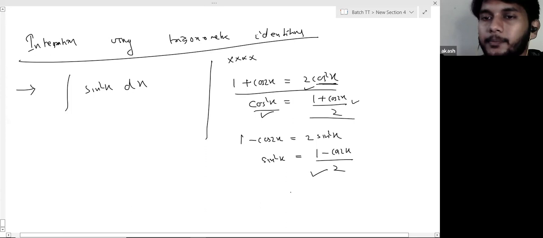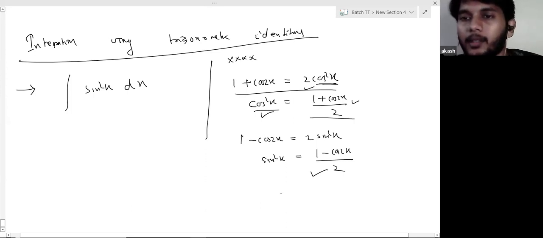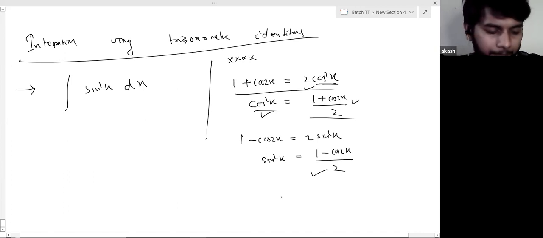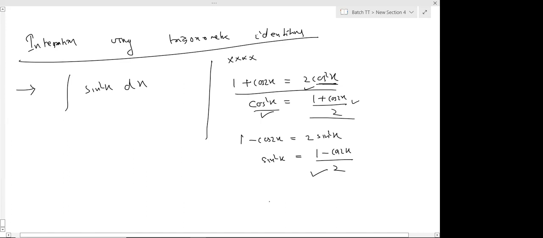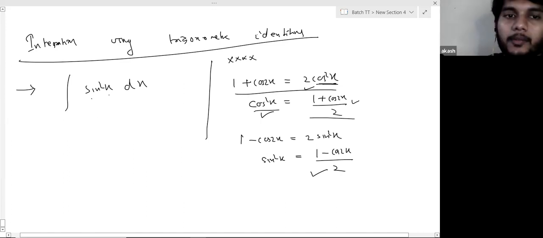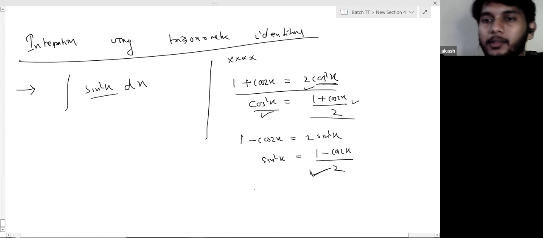Is this thing clear? Yes or no? Yes, understood. All right, so please try to solve it. Replace the value of sine square x with this function. Tell me the answer.